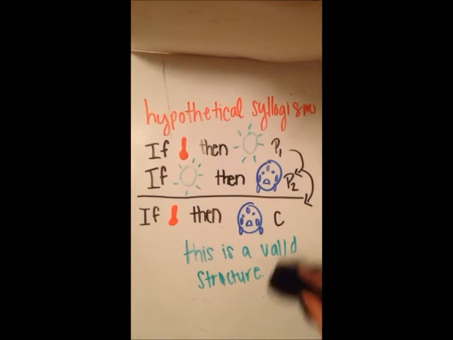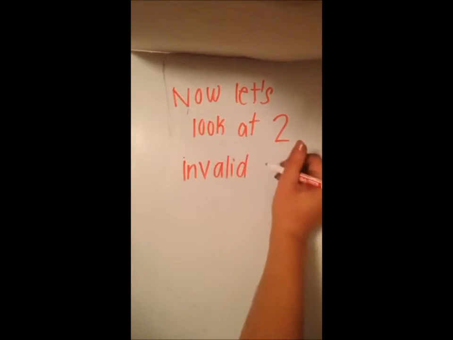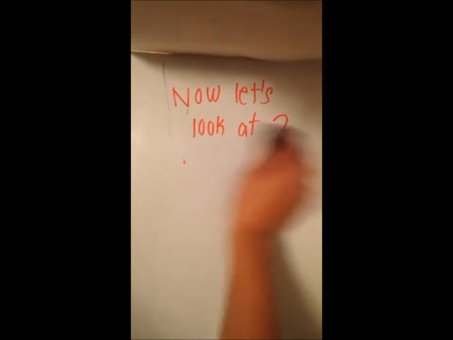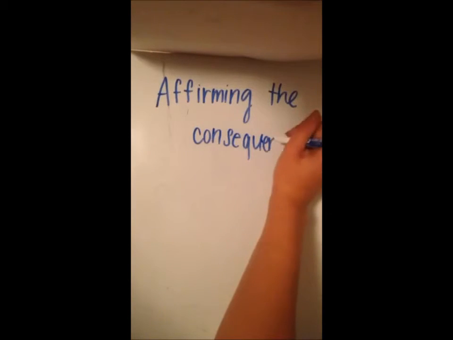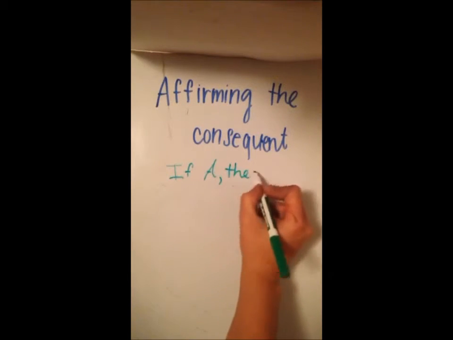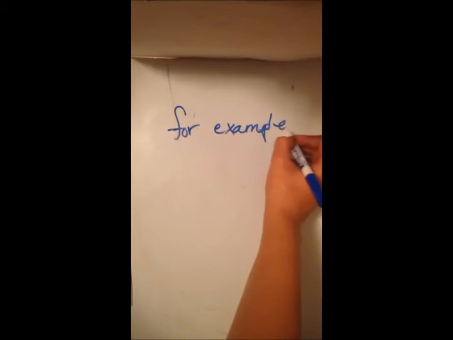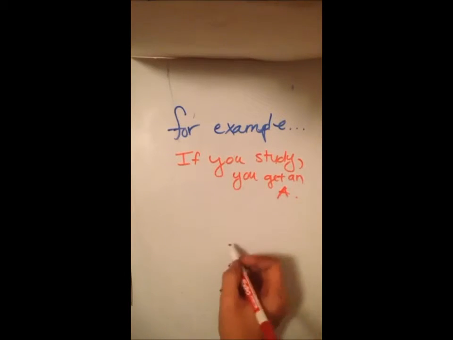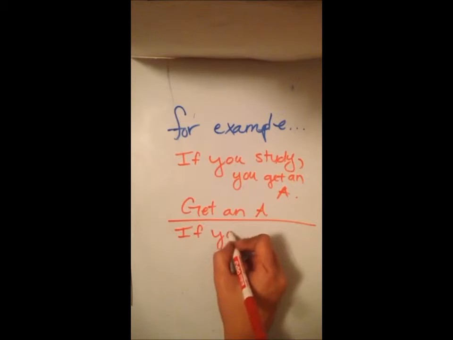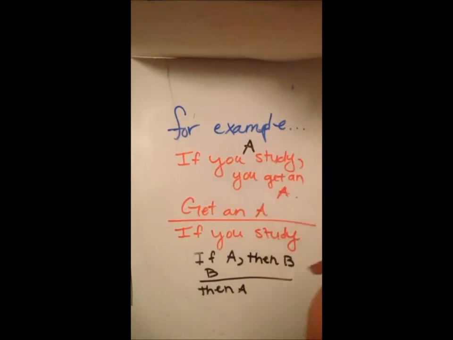Now let's look at two invalid structures of deductive arguments. Affirming the consequent is one form of invalid argument. If A then B, B, then A. For example, if you study, you get an A. Get an A, so you studied. This structure is in the form of affirming the consequent, but it is an invalid structure.